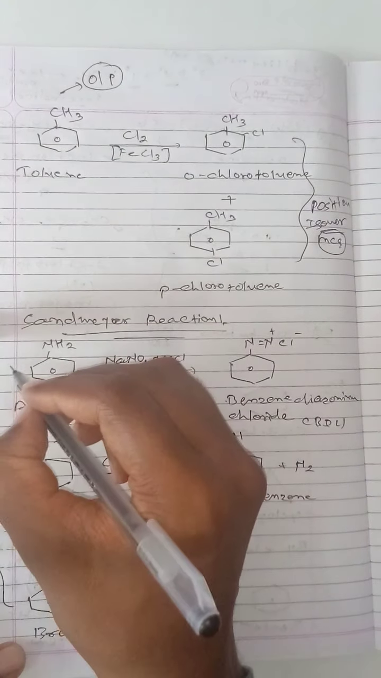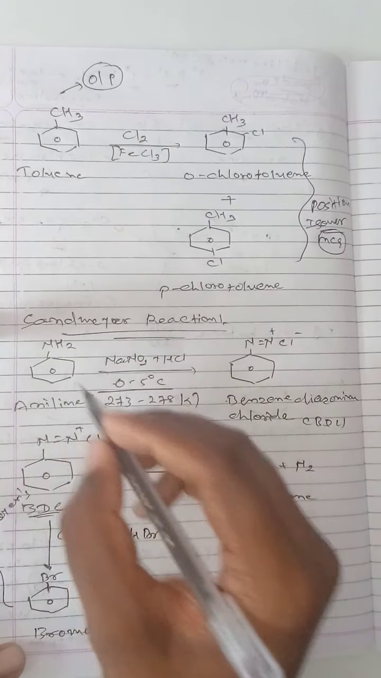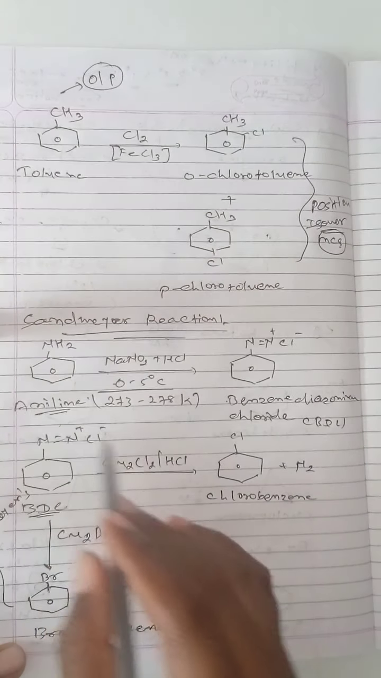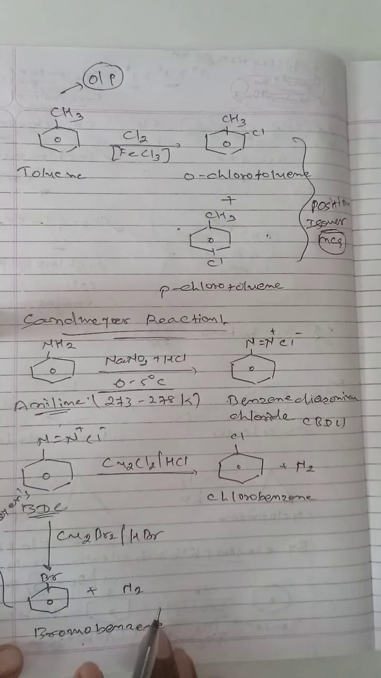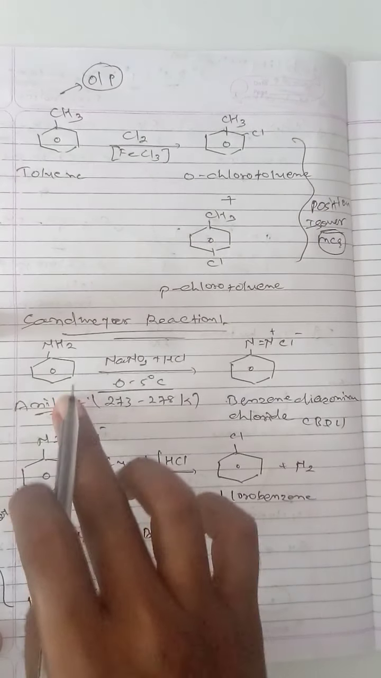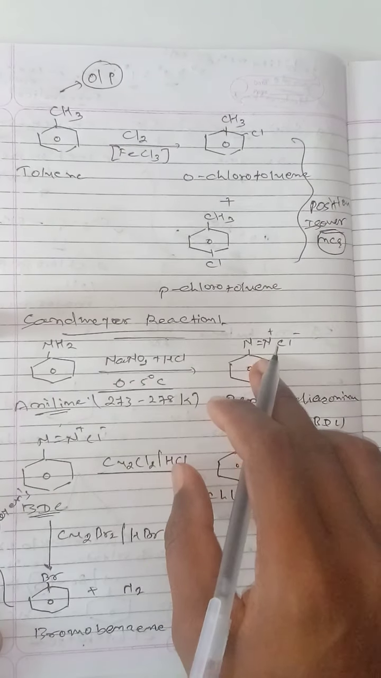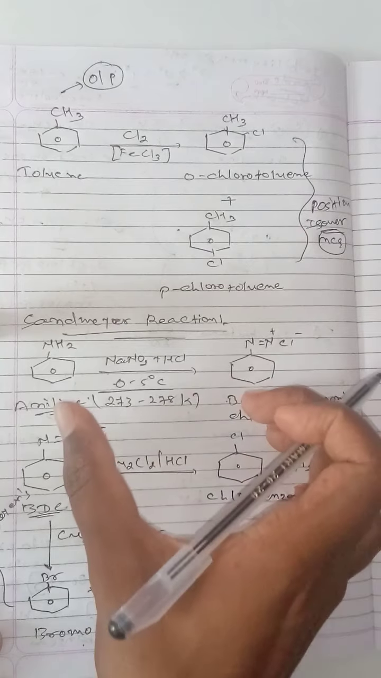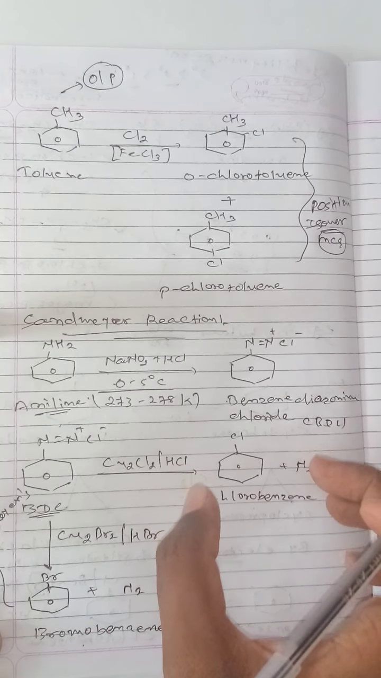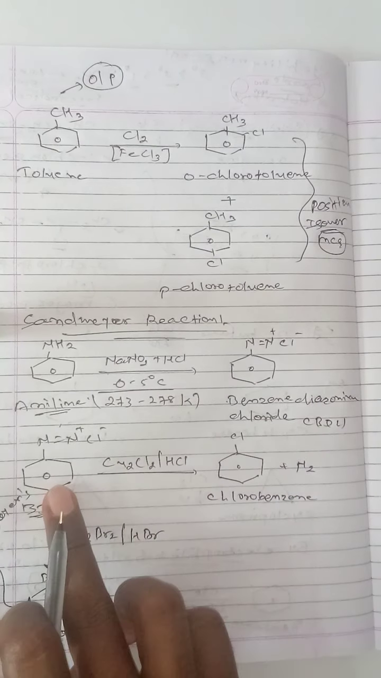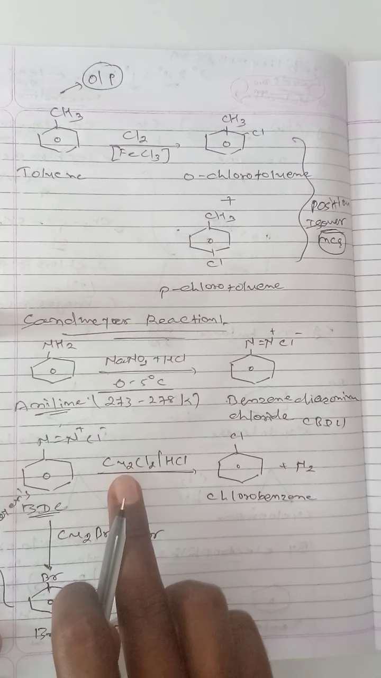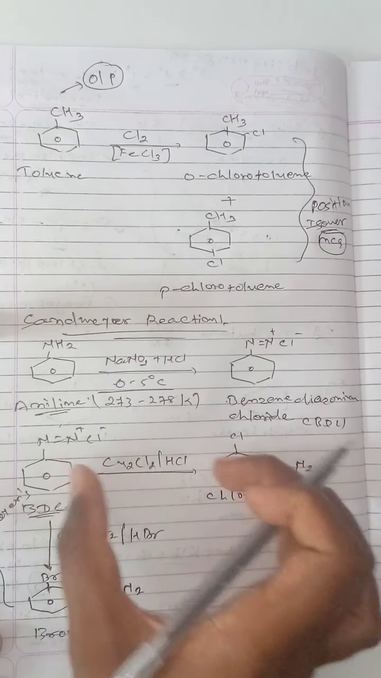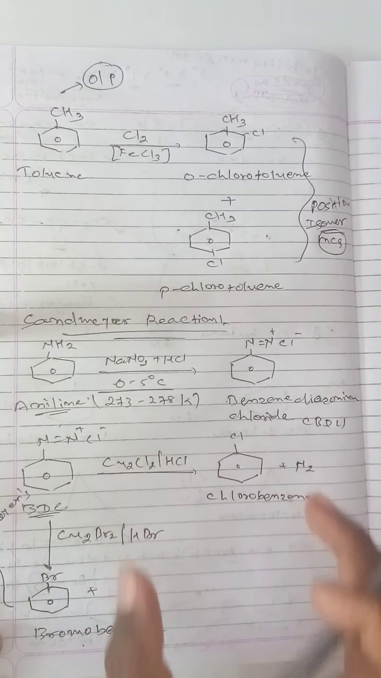Sometimes you will be asked in examination a conversion, aniline to bromobenzene or aniline to chlorobenzene. So these two steps are carried out. From aniline to benzene diazonium chloride, this will be your first step, and in the second step, the reaction is carried out with cuprous chloride. You will get chlorobenzene. This will be your second step.